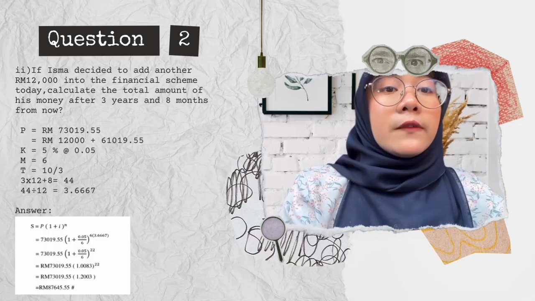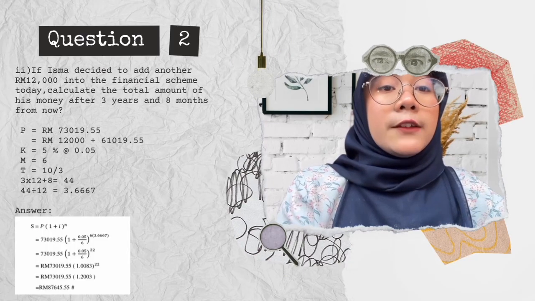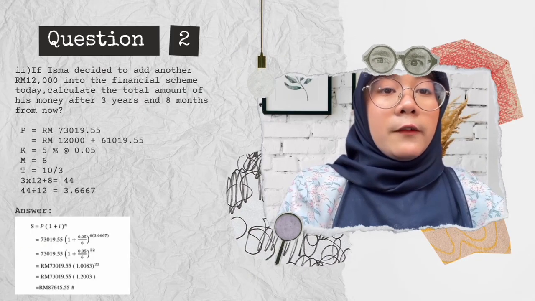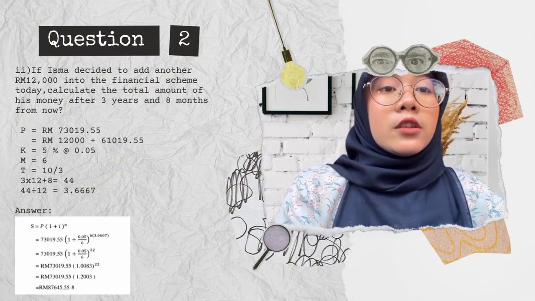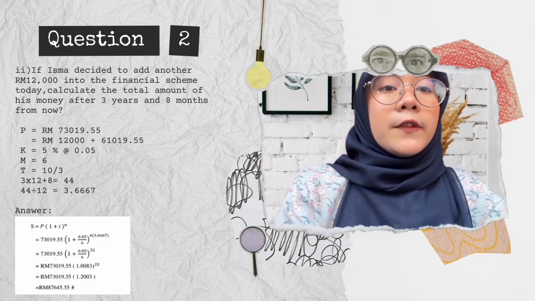Finally, multiplying 73,090 ringgit and 55 cents by 1.2003 gives 87,645 ringgit and 55 cents. Therefore, after 3 years and 8 months, the total amount in the ISMA account will be 87,645 ringgit and 55 cents.